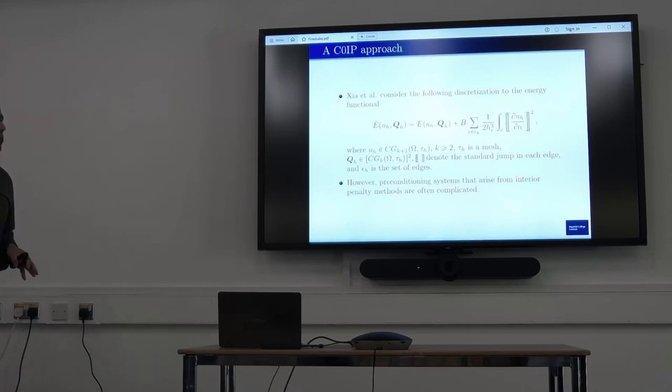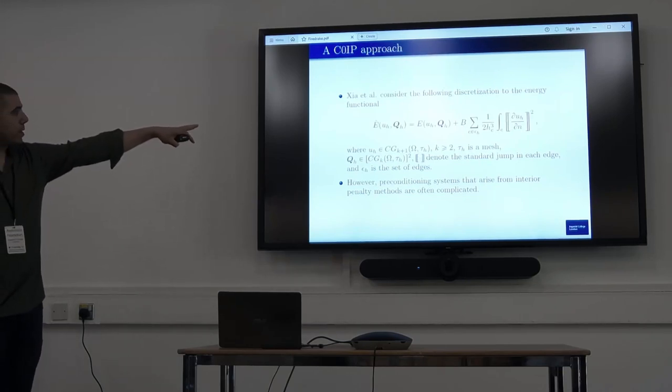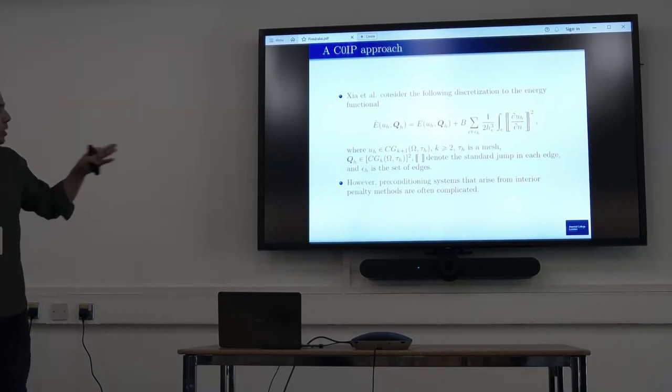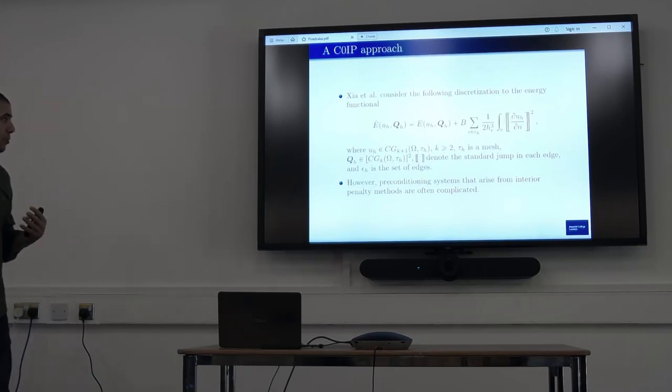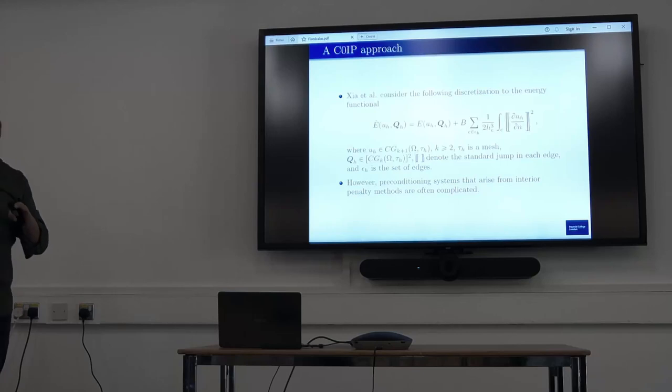In that paper, they used what's called an over-penalized C0 interior penalty method, where they ignore the consistency term, the term that comes from the element-wise integration by parts, and add the jump, the last term. And because they ignored the consistency term, they use a large penalty term, like big O of 1 over h to the power 3, and these are the standard jumps in the normal component of the gradient.